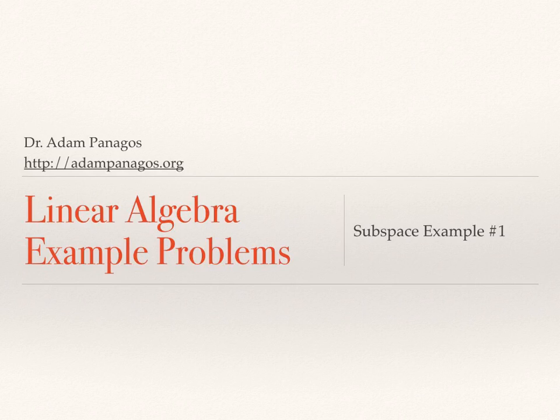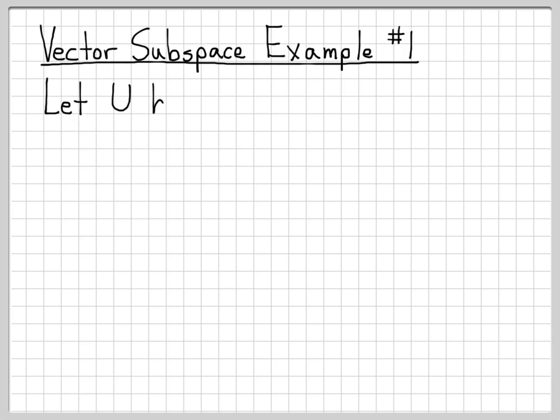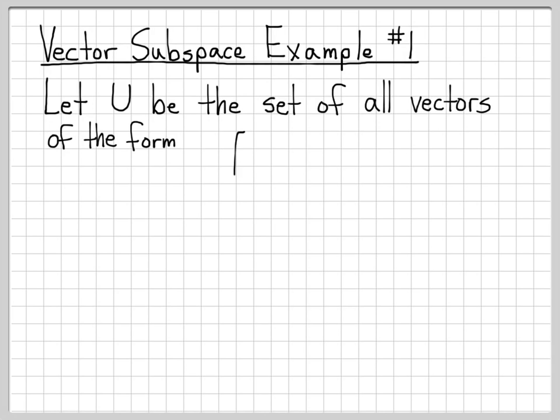We're going to take a look at a subspace in this problem. So, vector subspace example number 1. U is going to be the set of all vectors that have this form. So it's going to be the set of all vectors whose first element can be written as 2r minus s, whose second element is 3r, and whose third element is r plus s. And these values r and s are all just real valued numbers.